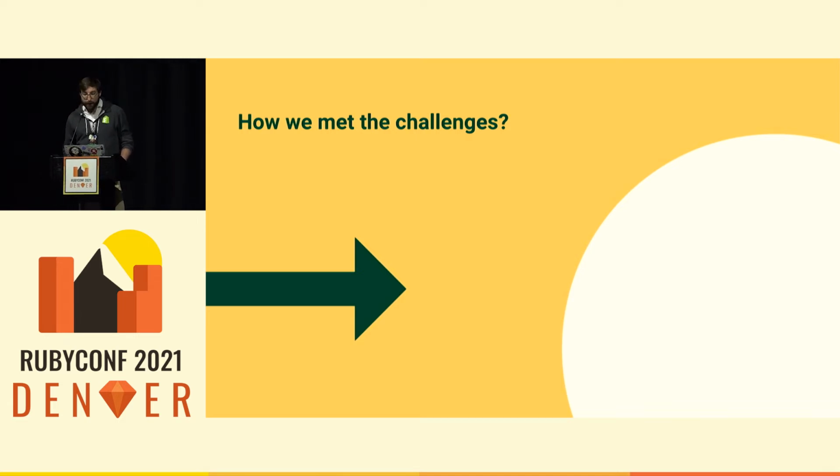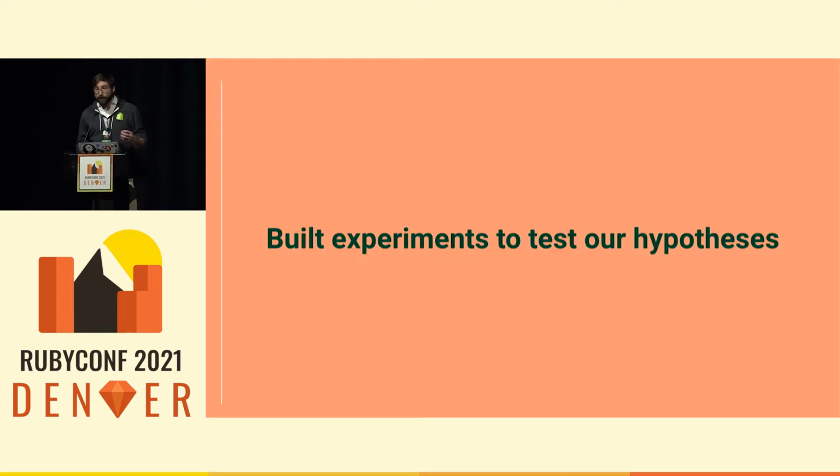So first, before deciding to introduce a new thing in Shopify culture and asking all the developers to use gradual typing, we wanted to make sure that we were actually making the right decision and that using gradual typing would be beneficial for us without slowing us down. So we built a series of experiments to test our hypothesis and make sure that gradual typing, using Sorbet in this case, was actually the right choice.